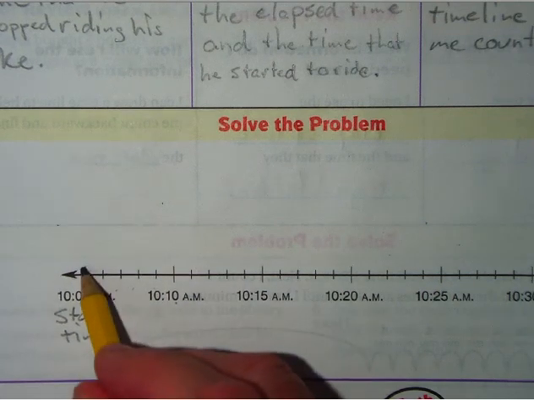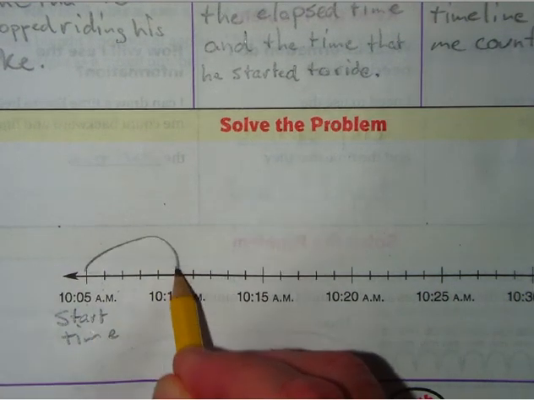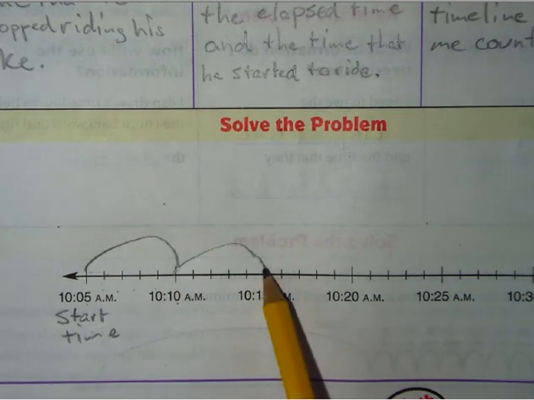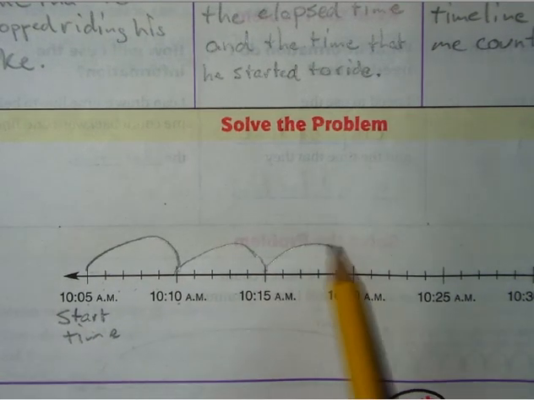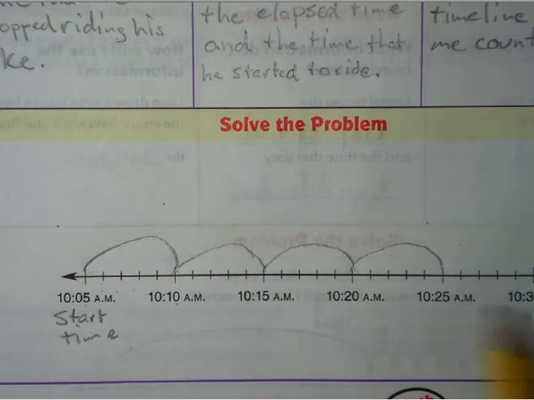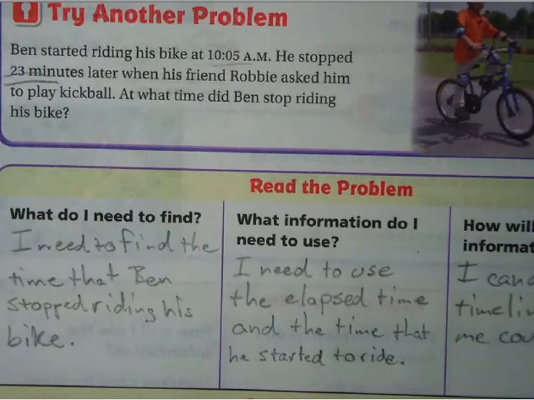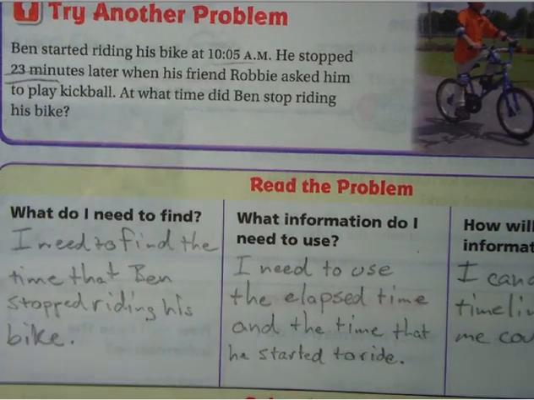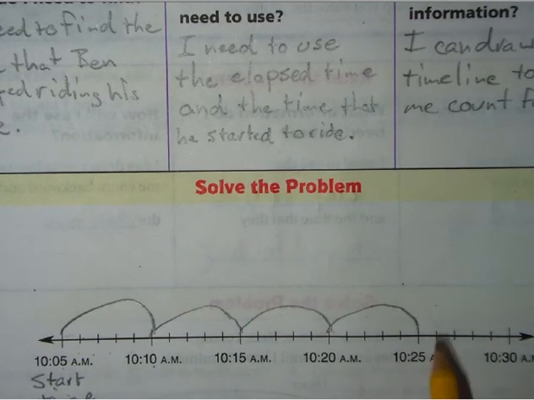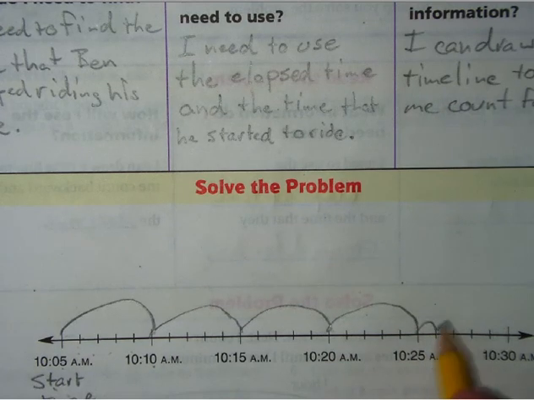Let's go 5 minutes, 10 minutes, 15 minutes, 20 minutes. Okay, so we're almost there, but it does say 23 minutes. So now I can't go by fives anymore. So I'm going to go by ones, 21, 22, 23.